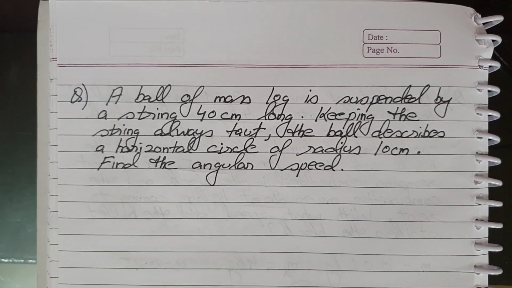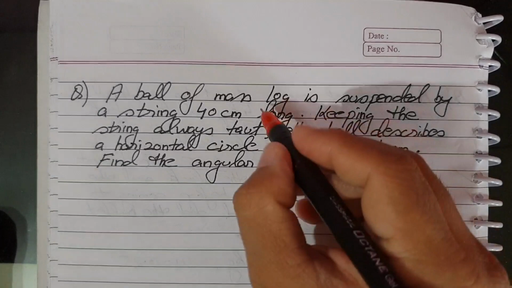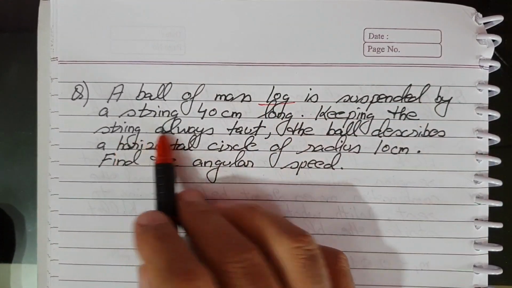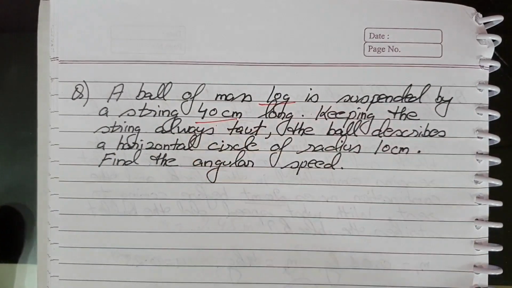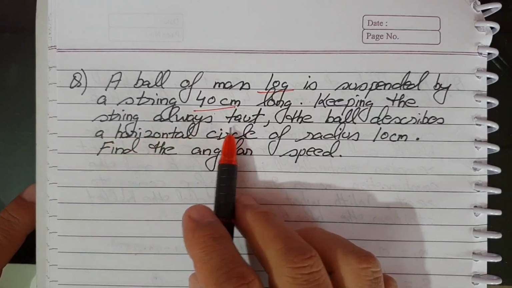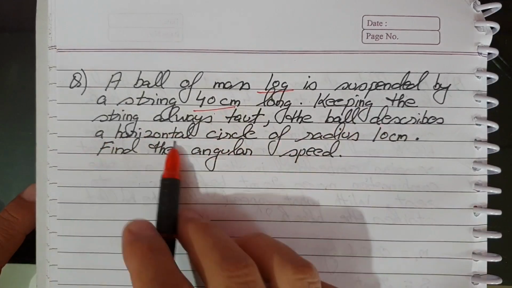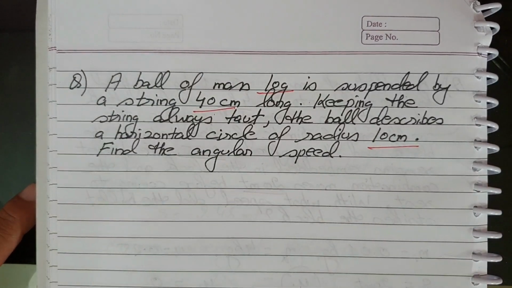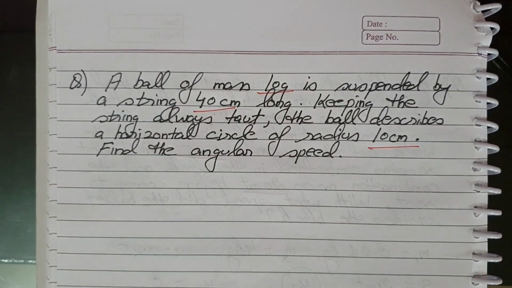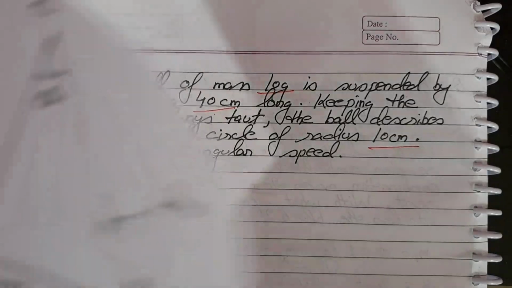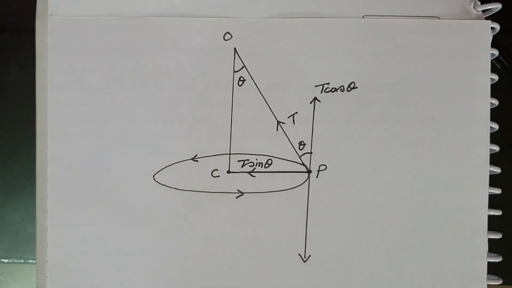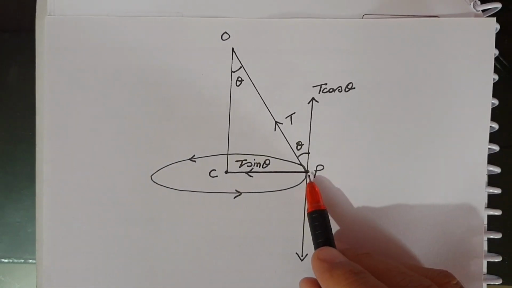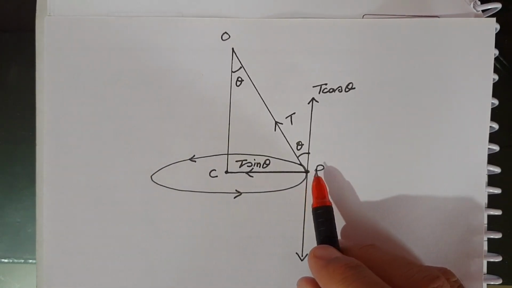Our next example: a ball of mass 100 gram is suspended by a string 40 centimeter long. Keeping the string always taut, the ball describes a horizontal circle of radius 10 centimeter. Find the angular speed. Now here you have to find the angular speed. Now see, this is the diagram.